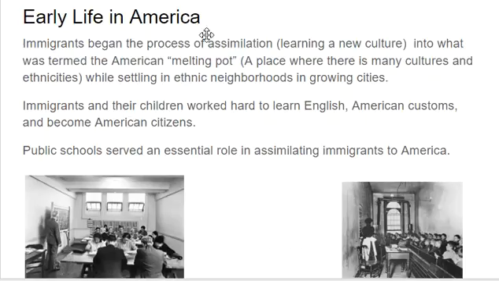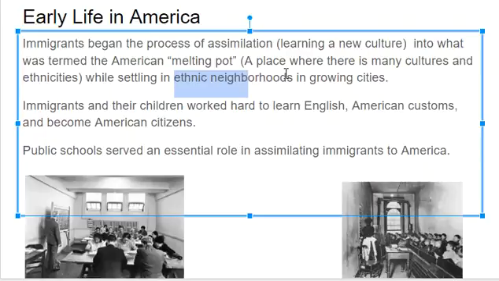And immigrants began the process of assimilation, which is learning a new culture, into what was termed the American melting pot. A place where there's many cultures and ethnicities while settling in ethnic neighborhoods and growing cities. So we still see this, ethnic neighborhoods. If you go down the street, you can say Colmore is an ethnic neighborhood. Most of the people who live in Colmore are from El Salvador. There's nothing wrong with that. That would just be considered an ethnic neighborhood.